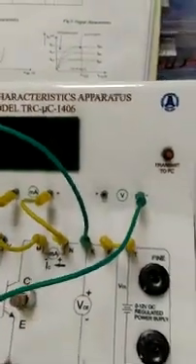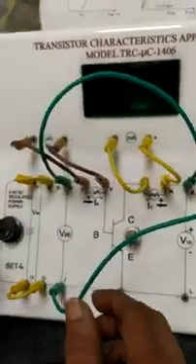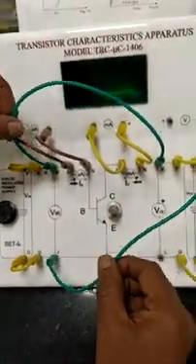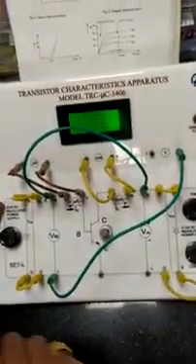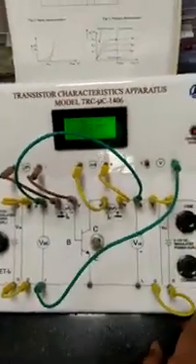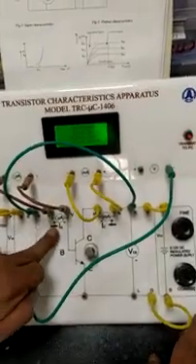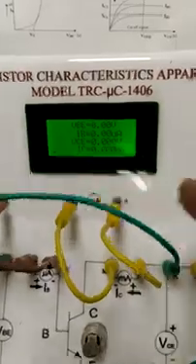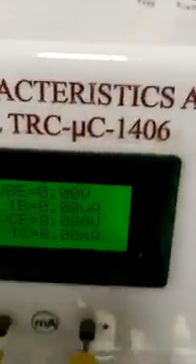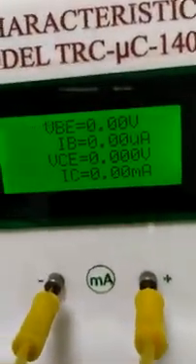Now coming to the experimental part. This is the circuit diagram. For example, we have to take the output characteristics. First, IB must be constant. First I will look at this IB value. I am going to take it as 25 microamps. I am varying the IB value.